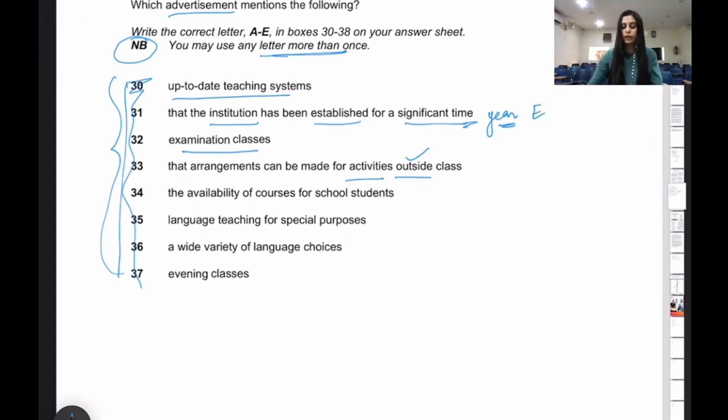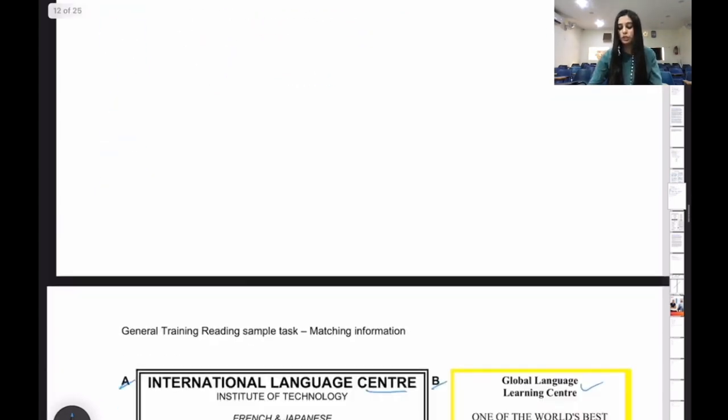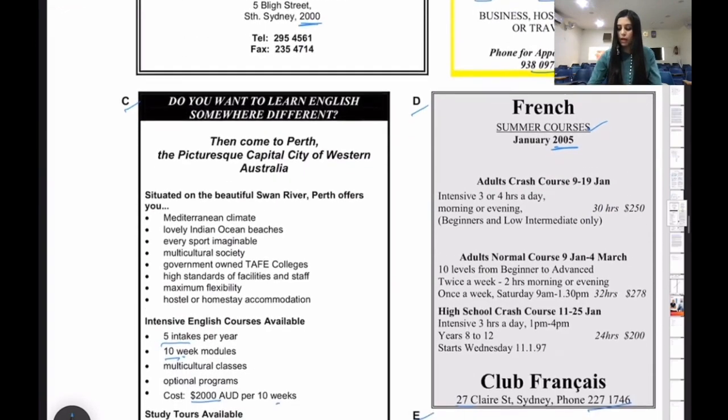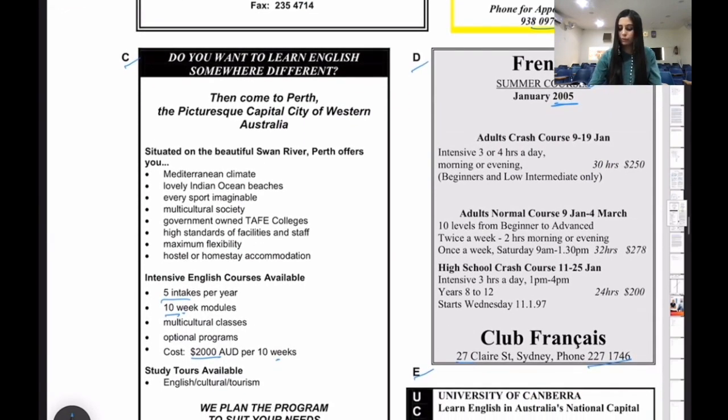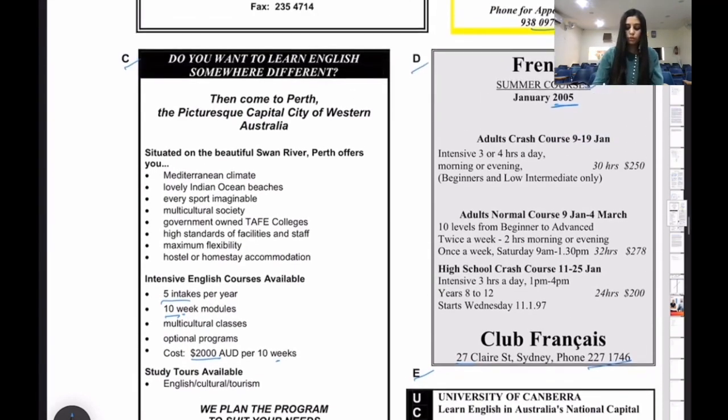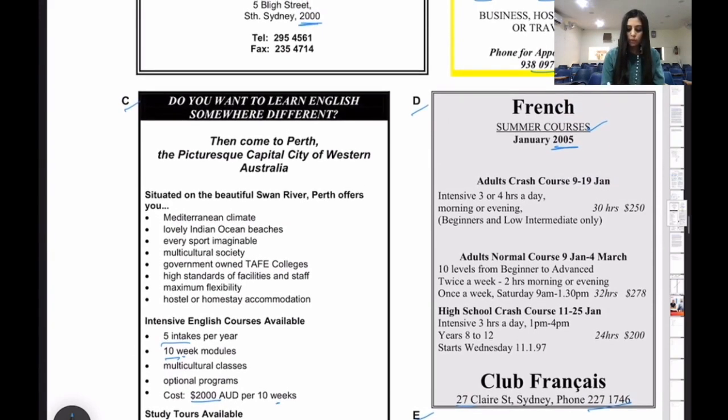And up-to-date teaching systems, again only here we see latest methods. I don't see anything related to latest methods here. Here again, conducted on campus, mixed Australian students. Here again, I don't see anything related to methodology. We can still read it.